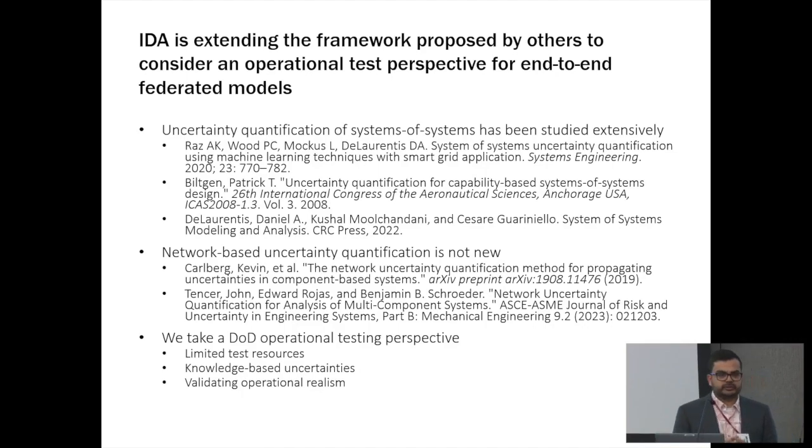Knowledge-based uncertainties, so this goes back to the intelligence-based simulations I was talking about. We don't really have exact knowledge on when an enemy seeker might lock into our reentry vehicle. We're kind of guessing that based on intelligence and SMEs. So how do we stochastically or statistically put that together into the federation? And then the last one is, as we all know, trying to validate that operational realism.